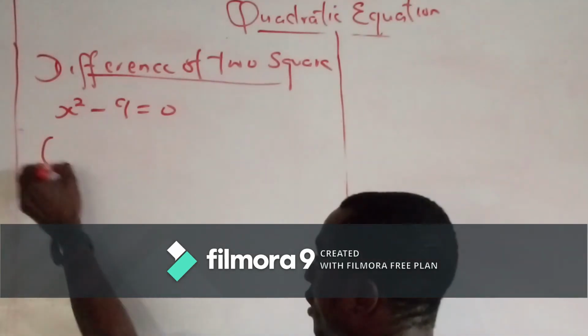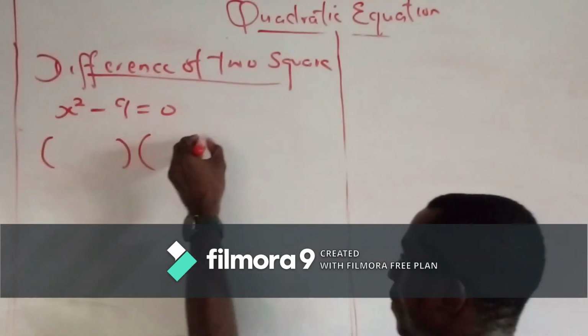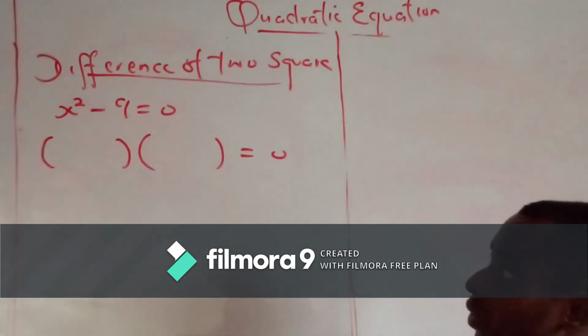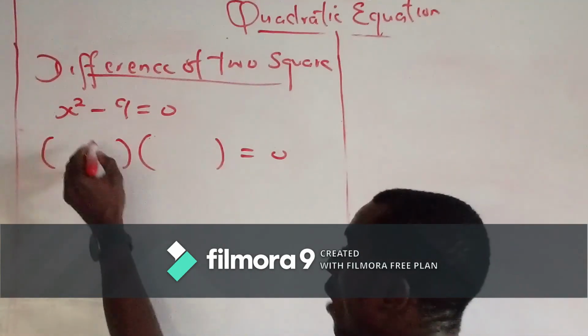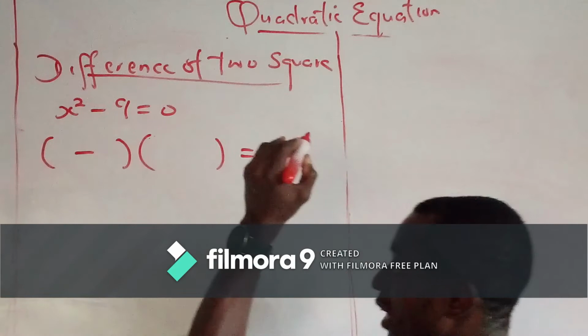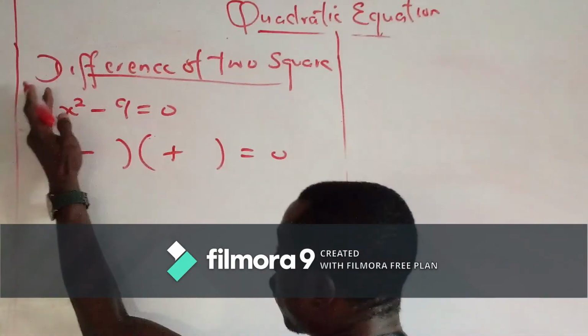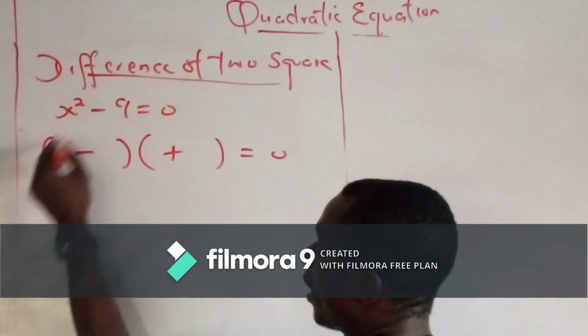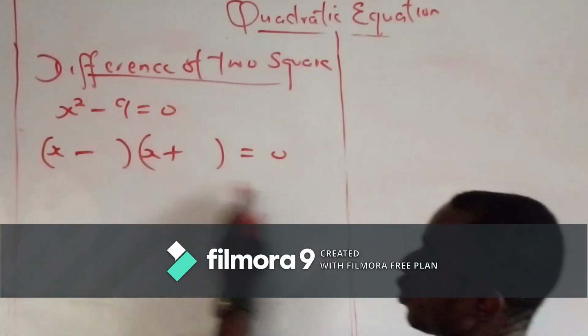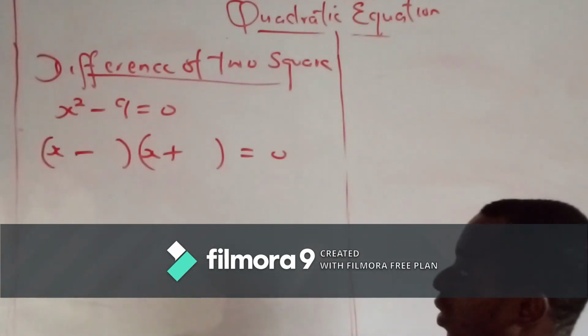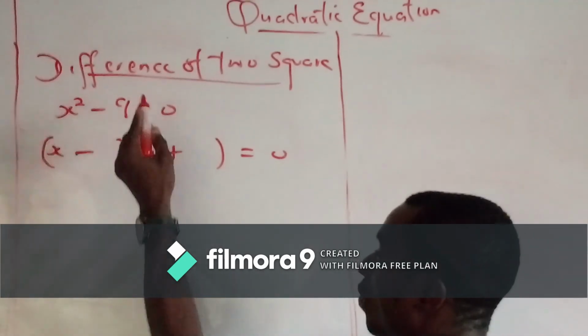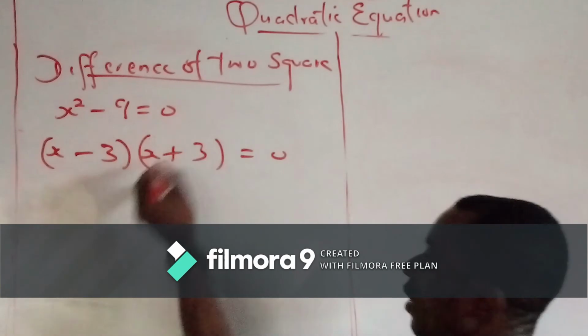Open two brackets and equate them to 0. Now find the square root. Put a minus sign in one of them and a plus sign in the other. Now find the square root of this first value. Square root of x squared is x. Then put it in both brackets. Then square root of 9 is what? 3. Put 3. That's that.